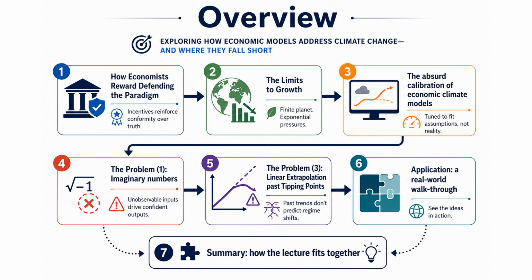Here is a quick overview of what we will cover. We will cover how economists reward defending the paradigm, the limits to growth, the absurd calibration of economic climate models, the problem 1, imaginary numbers, the problem 3, linear extrapolation past tipping points, application, a real-world walkthrough, and a summary of how the lecture fits together. We will start with the foundations, build step by step, and end by tying the ideas together.